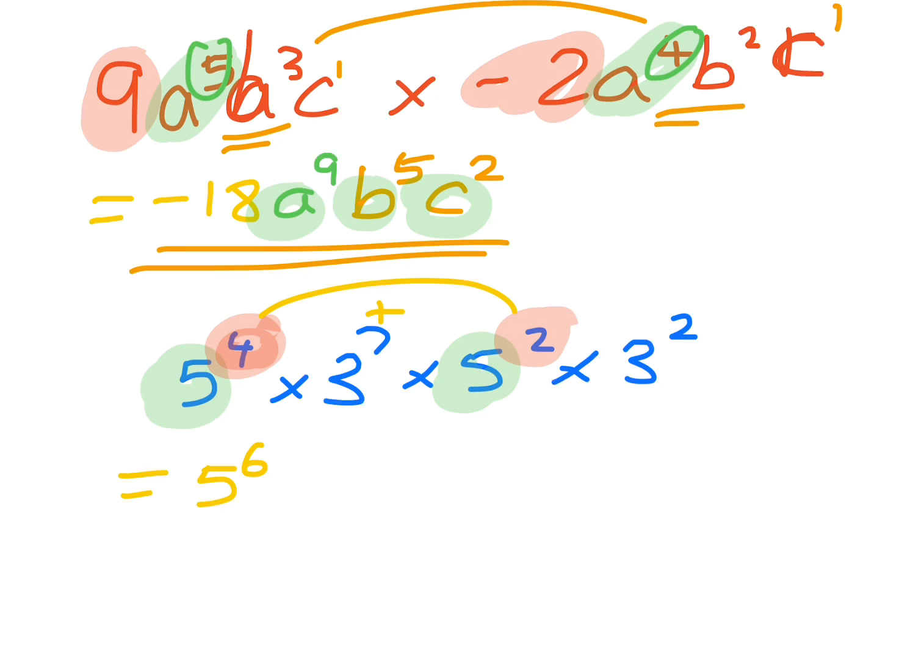Okay, so now if we go do the other one, so we've got a base 3, and then with the base 3, we just have to do the indices 7 and 2. So you go base 3, 7 and 2. So you go base 3, 7 plus 2 will give you 9. So it'll be 3 to the power of 9.